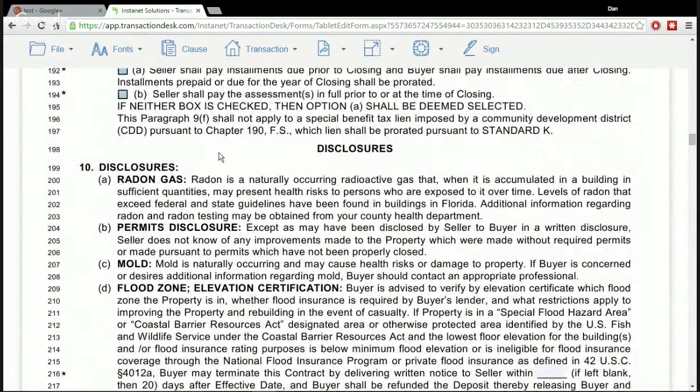Okay, we're getting down to some general disclosures here. Radon gas, the essential thing here is that radon gas is naturally occurring and it can present health risks if overexposed to it. Homes are more and more energy efficient these days, less and less air leak, and so therefore the naturally occurring radon gas can accumulate more in some newer homes. So that's important to be cognizant of.